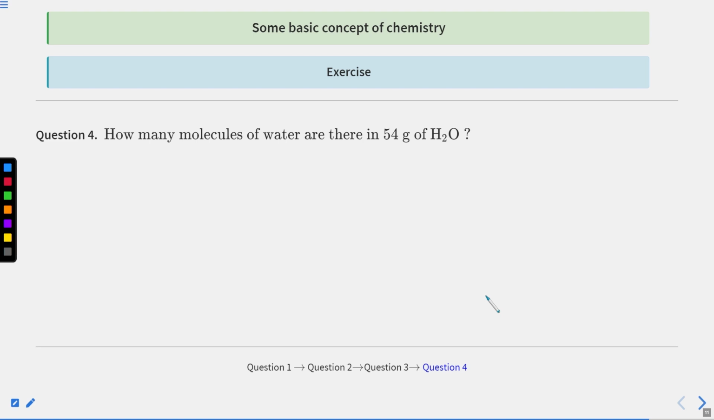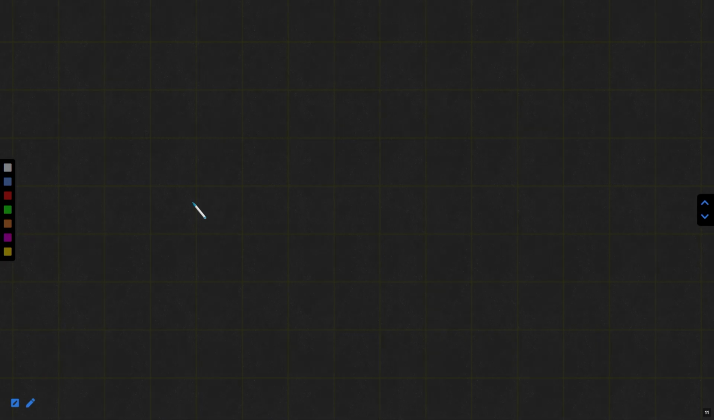Last question. What does this last question say? How many molecules of water are there in 54 gram of H2O? So we have to calculate the number of molecules in 54 gram. First we have to calculate what? The molar mass of water. What is the molar mass of water?